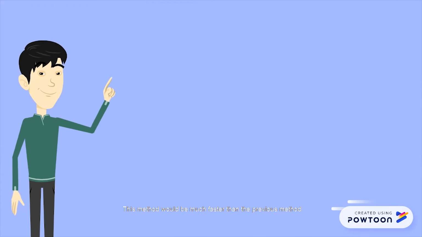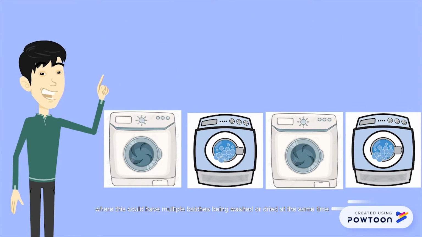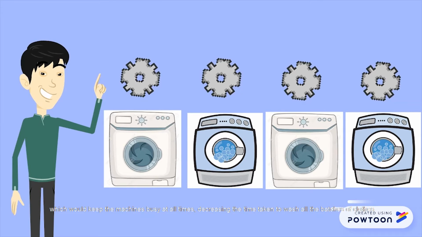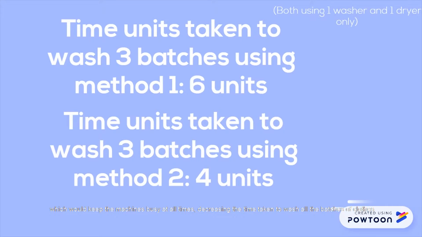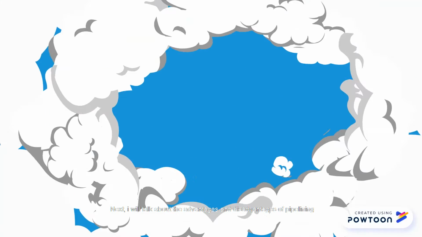This method will be much faster than the previous method, where this could have multiple batches being washed or dried at the same time, which would keep the machines busy at all times, decreasing the time taken to wash all the batches of clothes. Next, I will talk about the advantages and disadvantages of pipelining.